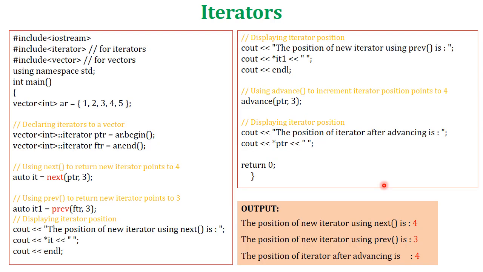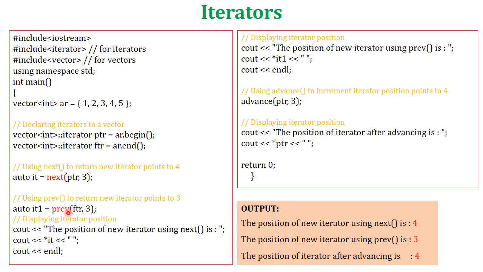We'll see one. The vector ar is a collection of elements. Now ptr1 starts from the beginning and ftr1 starts from the end. Beginning means here, end means here. So ptr starts from here, ftr starts from here. Now next is one of the functions, on ptr. Beginning comma 3, so what is the result now? Beginning plus 3 means it will display 4.